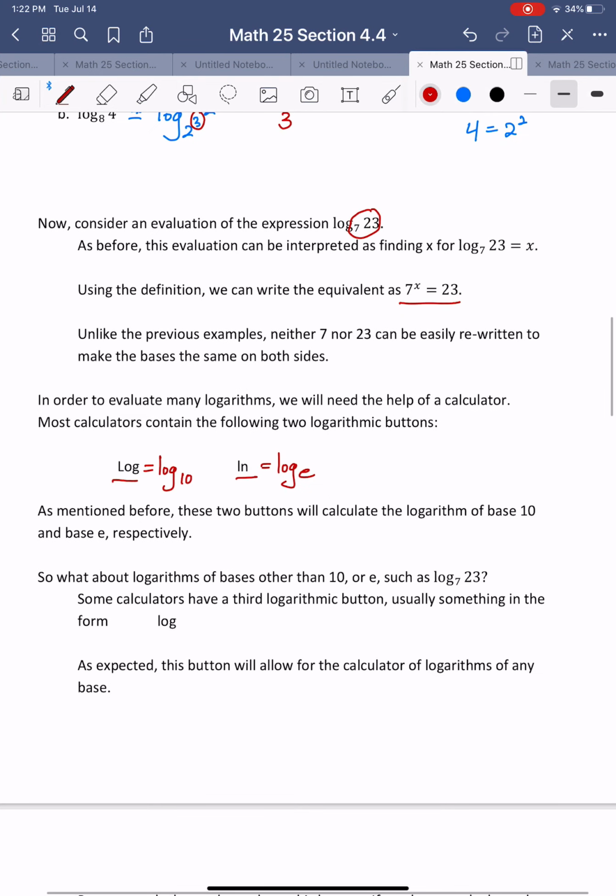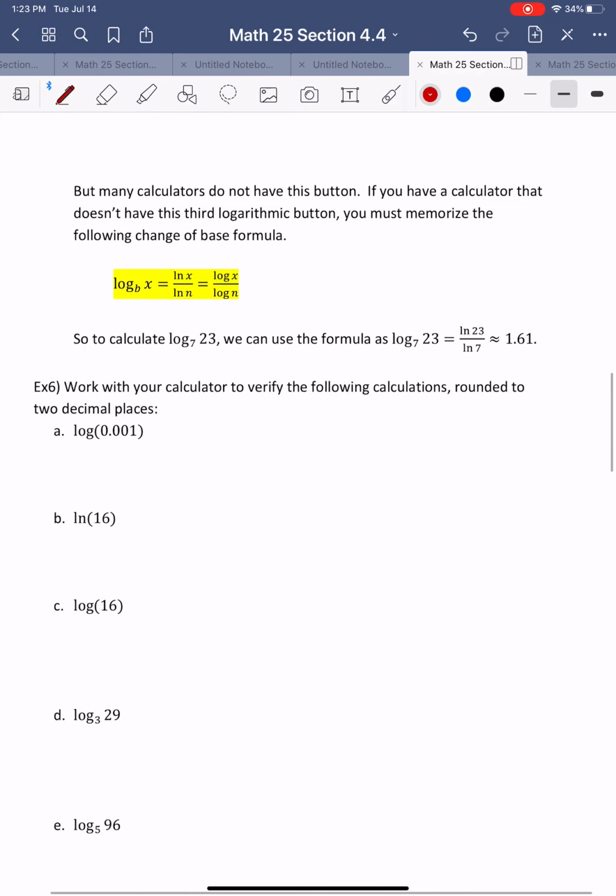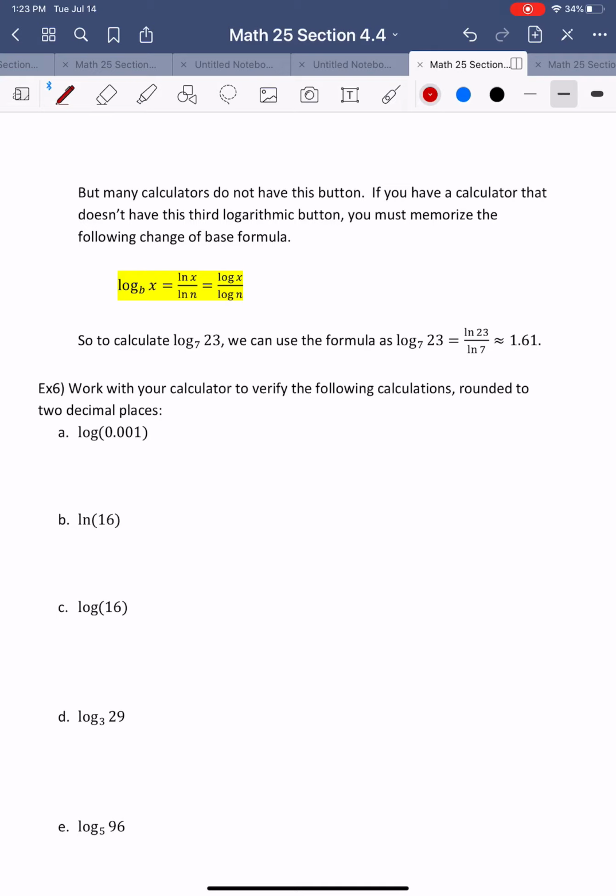So what about a logarithm of a base other than 10 or e, such as log base 7 this time? Some calculators have a third logarithm button, usually in the form of log with a blank where you can put any base. As expected, this button allows you to calculate the logarithm for any base. But in most cases, many calculators do not have this button. The calculator I have can do it.